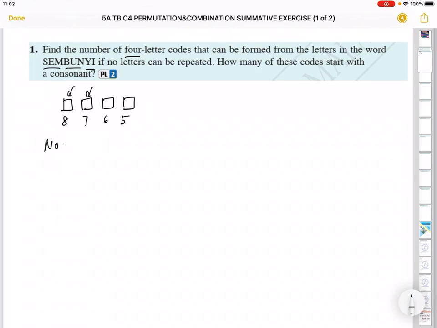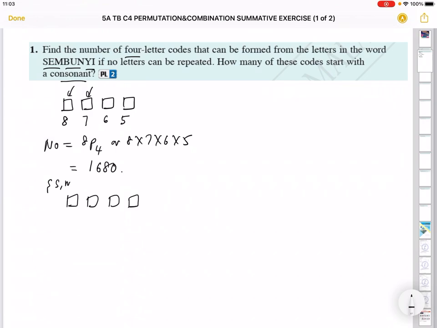So the number of ways we can arrange them will be 8P4, and you can write 8P4 or you can write 8 times 7 times 6 times 5. It's the same thing, and your answer is 1680. Okay, this is for the first case. Now the second one, we want the code to start with a consonant. Now a consonant is anything that is not A, E, I, O, U. In this case it would be S, M, B, N, and Y. So there are 5 different ways we can start with a consonant.